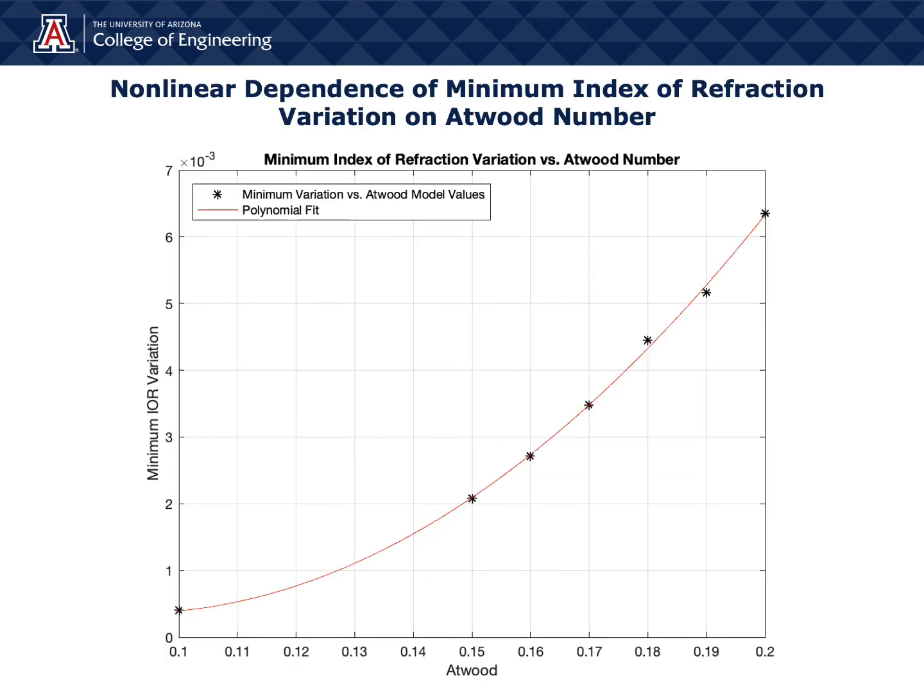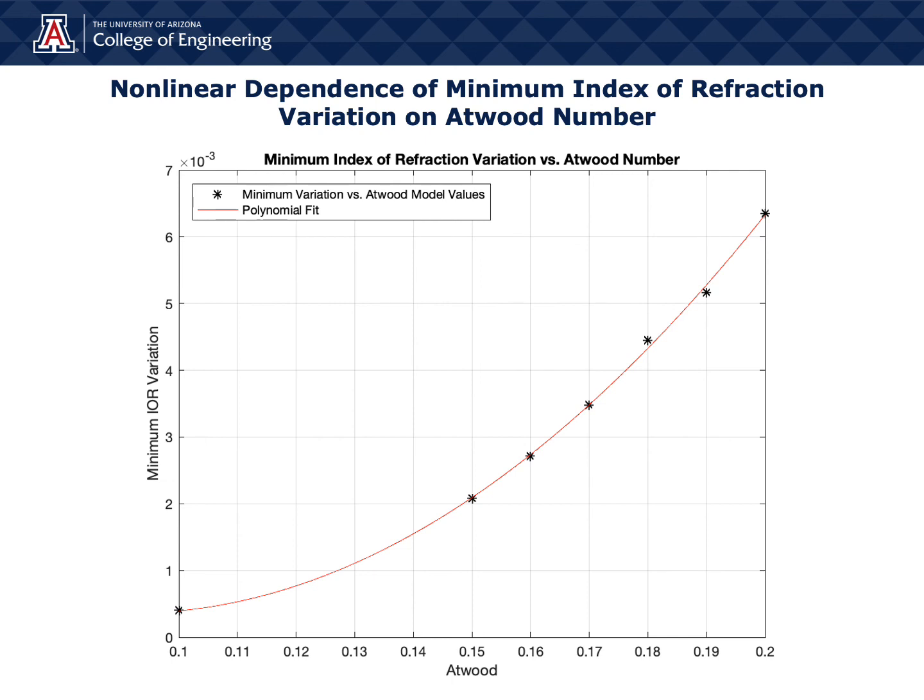Here, I have taken the model values for the best candidates at various Atwood numbers. These were the fluid pairs that were modeled and had the smallest value for index of refraction variation. Overlaid onto the discrete model values, I have included a curve fit. This curve fit is a quadratic polynomial which fits the data well. The important thing to note is that the relationship is highly nonlinear.